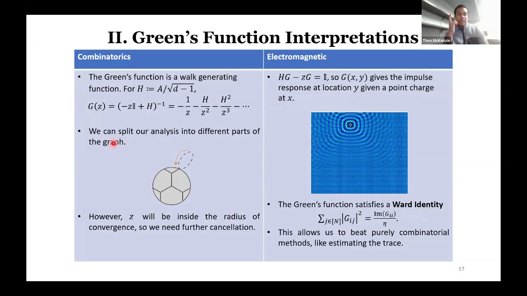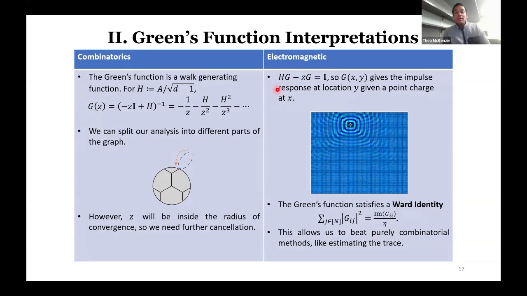And oftentimes this is the analysis that we'll use where we'll say, okay, I have this contribution from one part of the graph versus another part of the graph. And we'll use the independence in our model in these different parts. However, this isn't going to be sufficient to do our analysis, basically because we want z to be very, very small. So this won't converge. So I need some other type of interpretation at the same time as this walk generating interpretation.